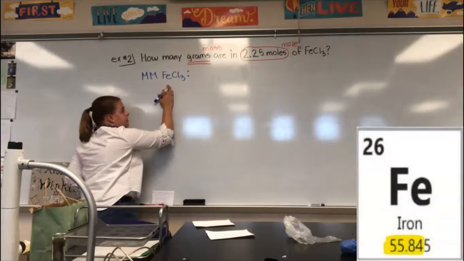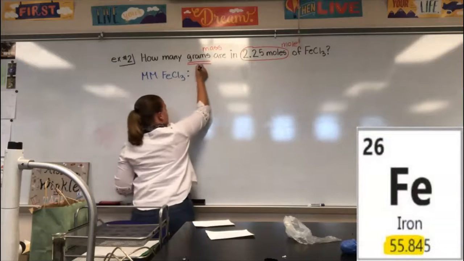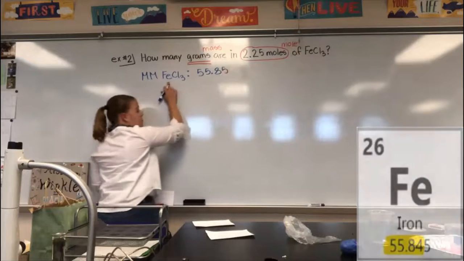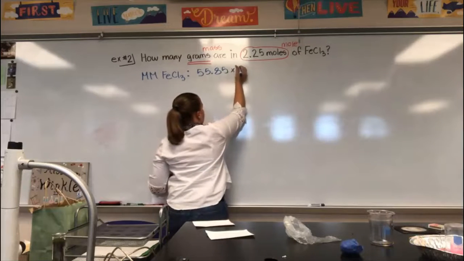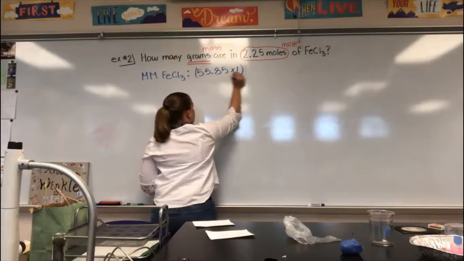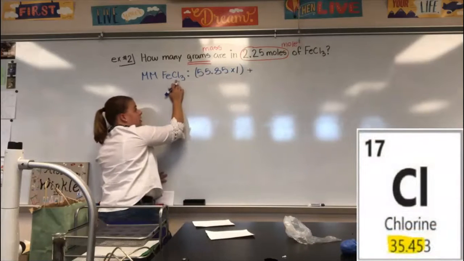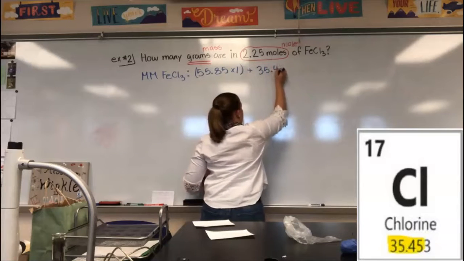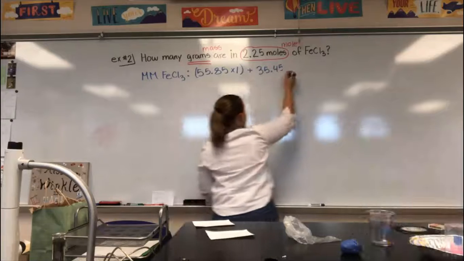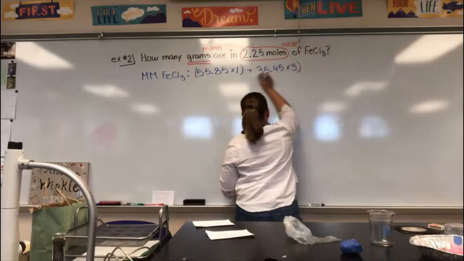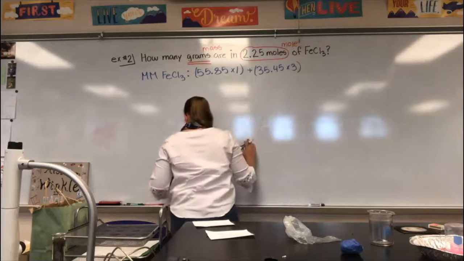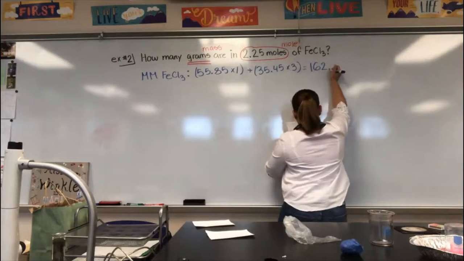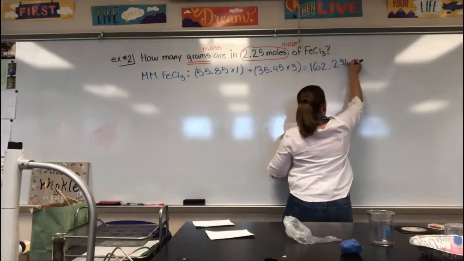On the periodic table, our atomic mass of Fe is 55.85. And we have one of them in the compound, so we're going to multiply that atomic mass by 1. And then on the periodic table, our atomic mass for chlorine is 35.45. And we have 3 chlorines in this compound, so we'll multiply this atomic mass by 3. When you plug that into your calculator, you will get 162.2 grams per mole.